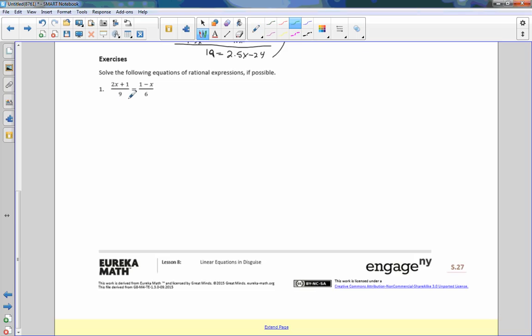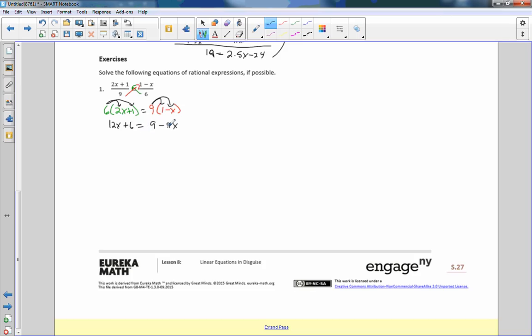Here we go. I'm going to simply cross multiply, and I'm going to multiply 6 times 2x plus 1, and I'm going to set that equal to 9 times 1 minus x. I will then distribute. 6 times 2x is 12x. 6 times a positive 1 is a positive 6. And 9 times 1 is 9. And 9 times a negative x is negative 9x.